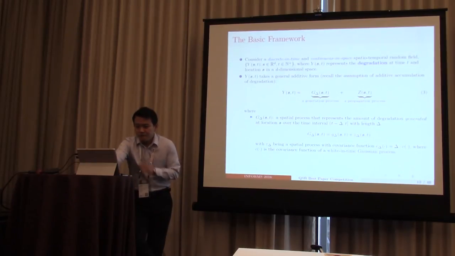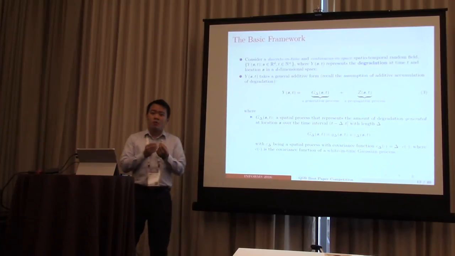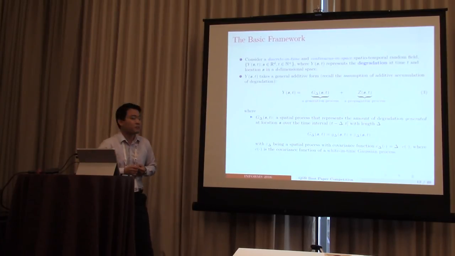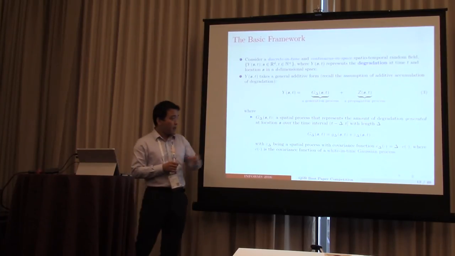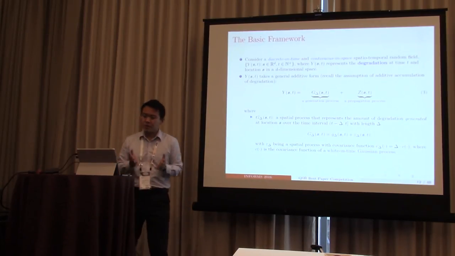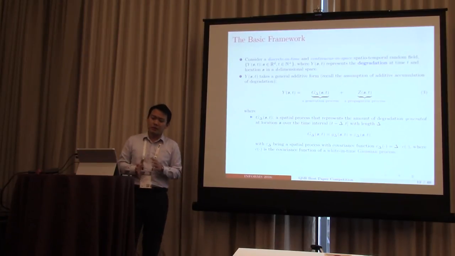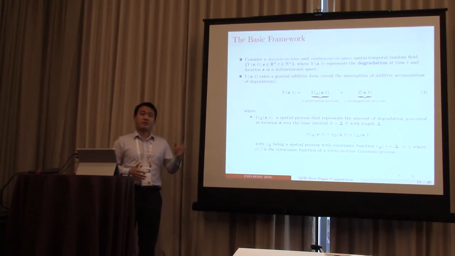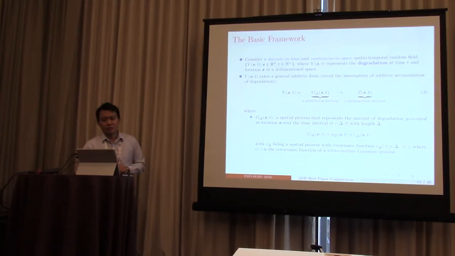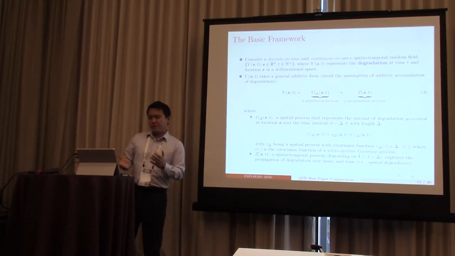The epsilon here is a spatial process with its covariance function proportional to the length of that time interval, delta. And C here is a covariance function for some one-in-time Gaussian spatial process. Later on in the numerical example, we're going to try different assumptions for this C, and pick the most appropriate one. And the interesting part is this propagation process.